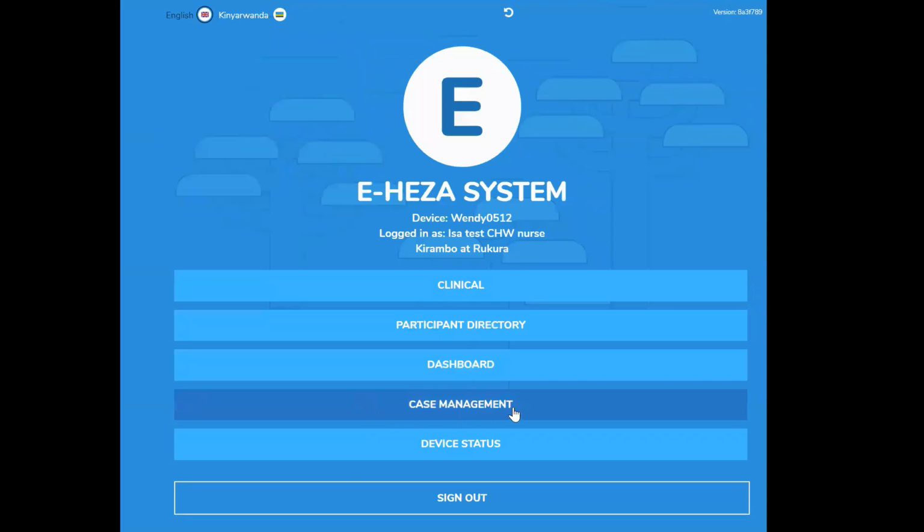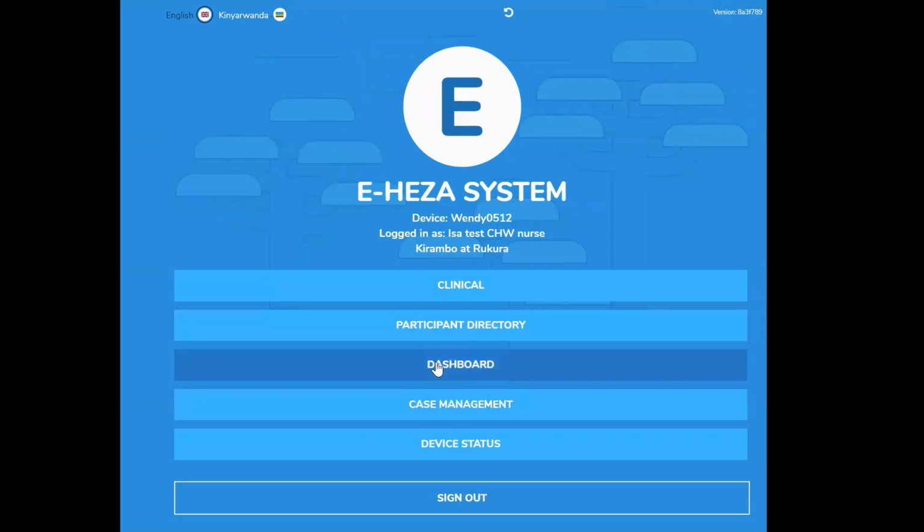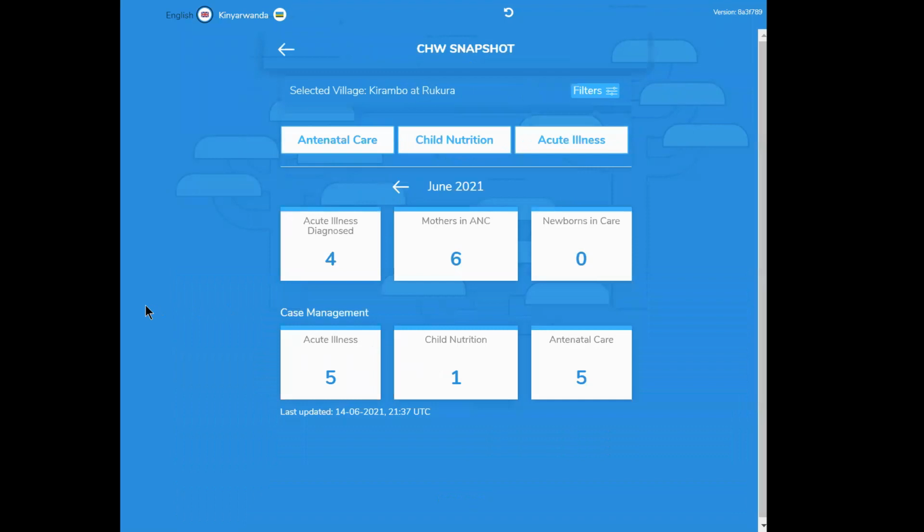Now, in addition to case management, Isa can also review her dashboard. Here you can see a very high-level snapshot of her village. For the month of June, she has had 4 acute illnesses diagnosed. She has 6 pregnant women who are currently in antenatal care, no newborns, and she's case managing 5 people with acute illness, 1 child with malnutrition, and 5 pregnant women.